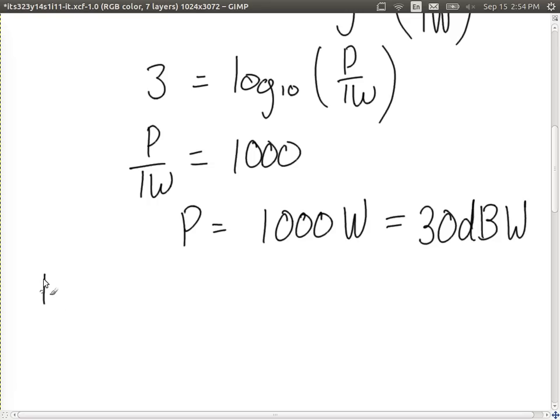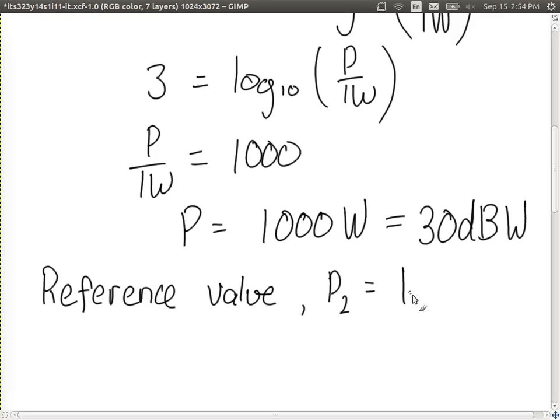That is the reference point, the reference value that is P2 in our general equation: 1 milliwatt. So what do we have before? We had our transmit power of 16 watts. Find out what that value is relative to 1 milliwatt. What is 16 watts relative to 1 milliwatt? And then convert it to dB.